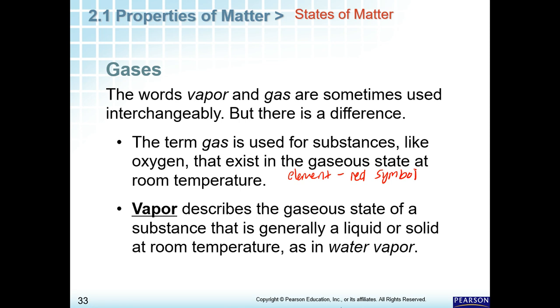Vapor, on the other hand, is something that can become a gas, like, for example, gaseous state. But when it's at room temperature, it is a liquid or solid. A good example of this is water. If we're at room temperature, water is going to be a liquid. But water can turn into a gaseous state, and that's why it's called water vapor.